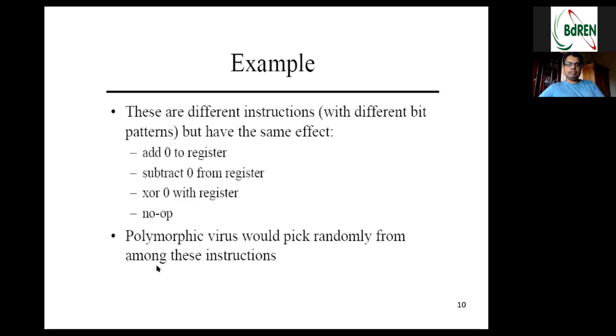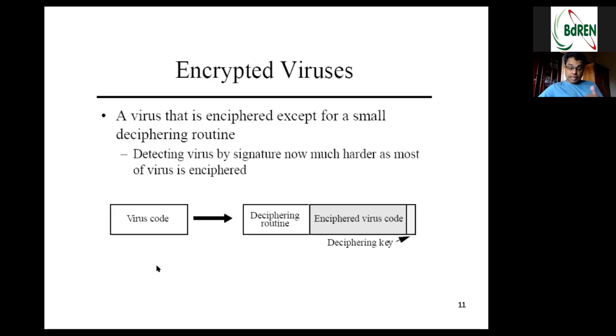So instead, if someone wants to add 0, in the other code they might say subtract 0. So the final outcome is the same, but the code visible in the infection is different. Then the virus scanners may not understand it is the same virus. Like that, they might randomly change the body from one infection to the other.